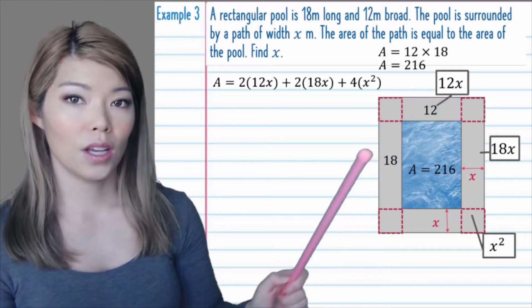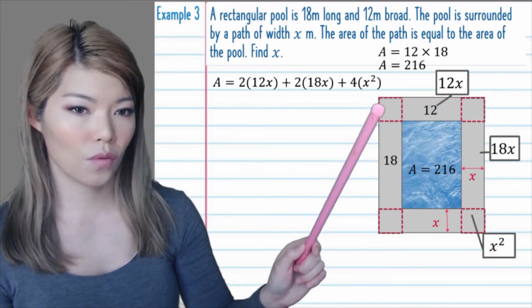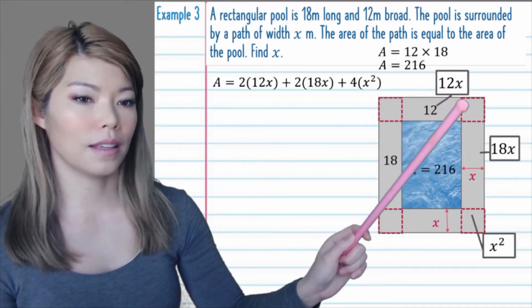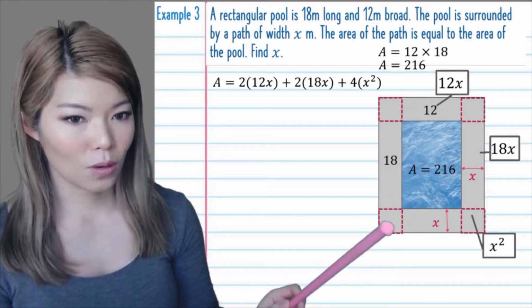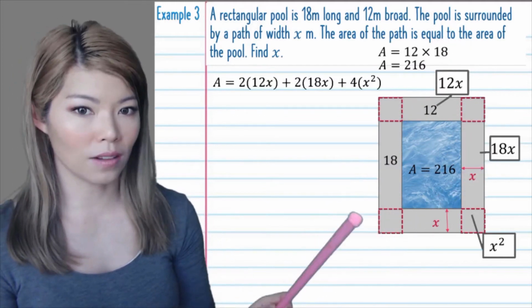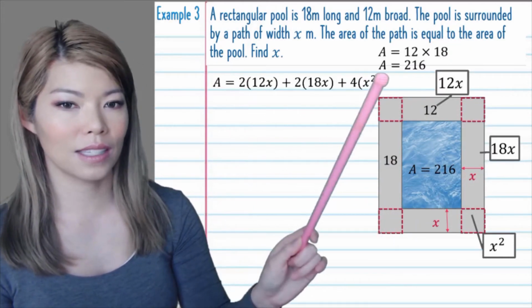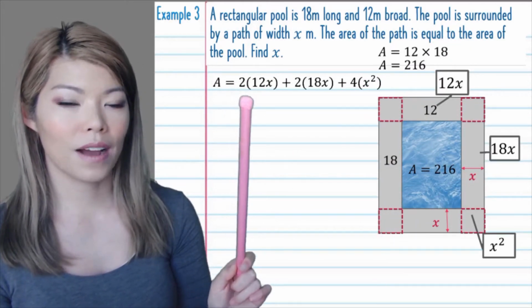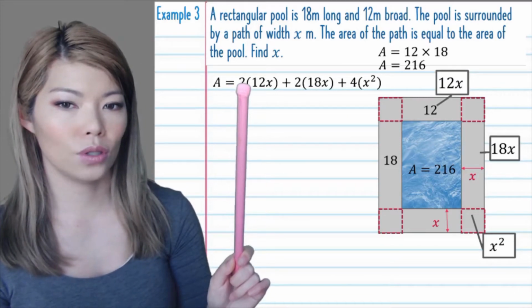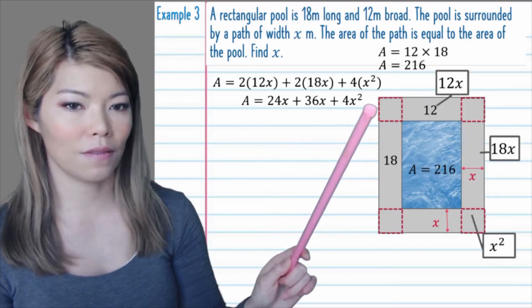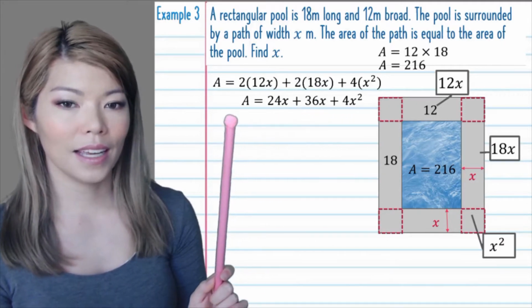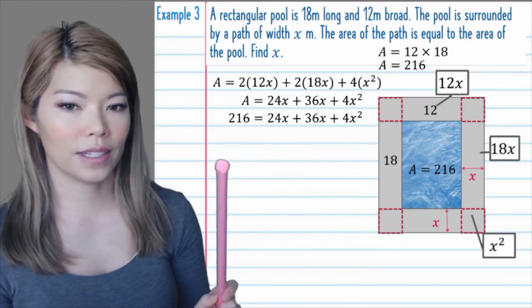corners. You can, if you want to, write x squared plus 12x plus x squared plus 18x plus x squared plus 12x plus x squared plus 18x, as in go around. It's up to you, as long as you get to the same values. So simplifying that, so multiplying that by 2, 2 times 12 is 24, 2 times 18 is 36, and 4x squared. And then we know that that's equal to 216.